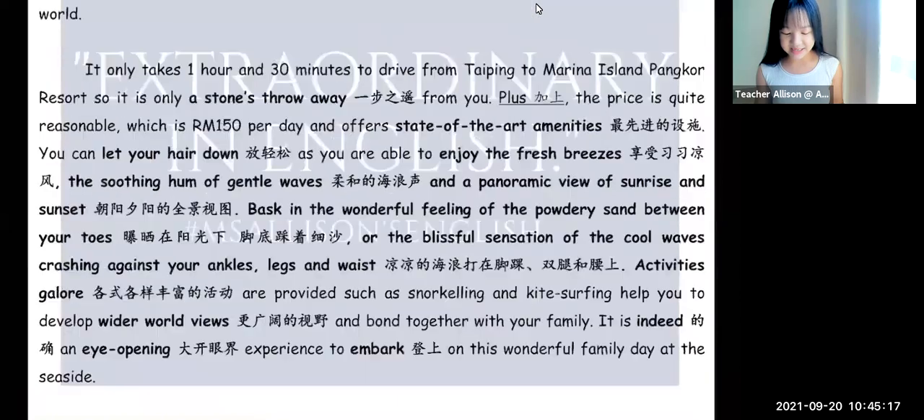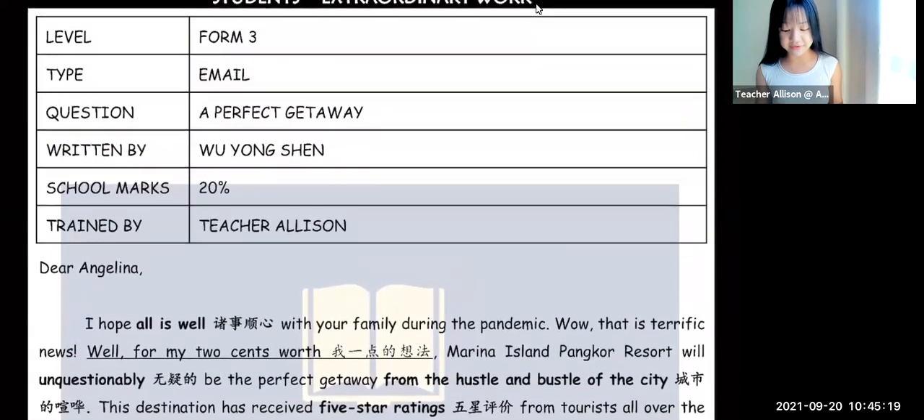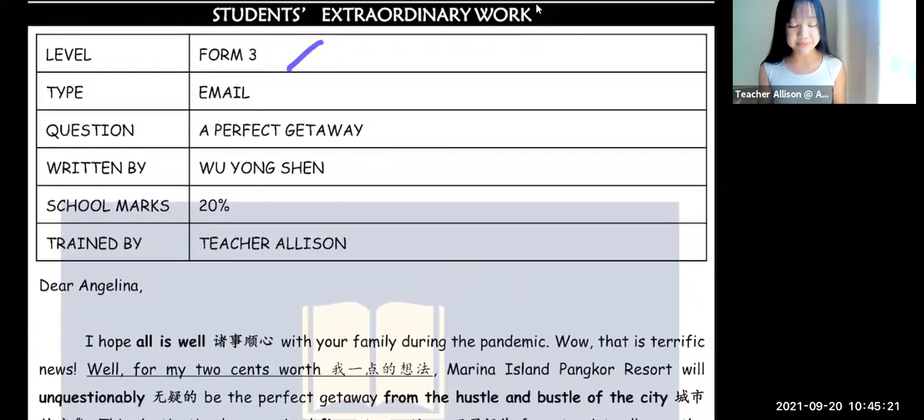All right, so for this entire essay, I would talk about the level first. It is a Form 3 level essay, and it's also a short quantitative writing, like an email. For this Form 3 email, I did not key in the whole question, but the question was inviting the other person to a perfect getaway on a trip, on where we should go, etc.